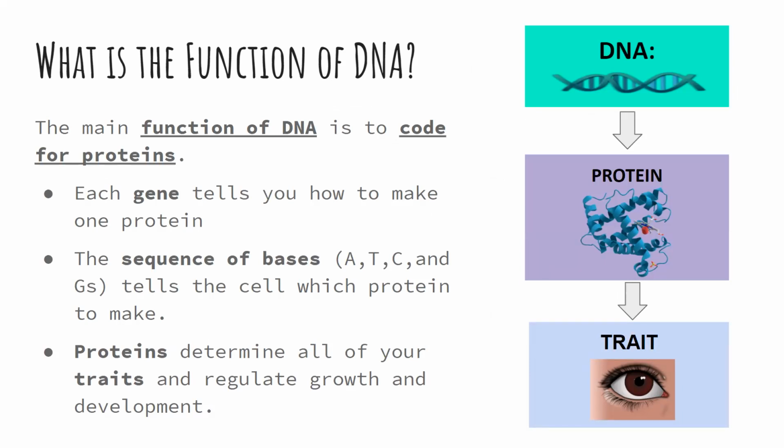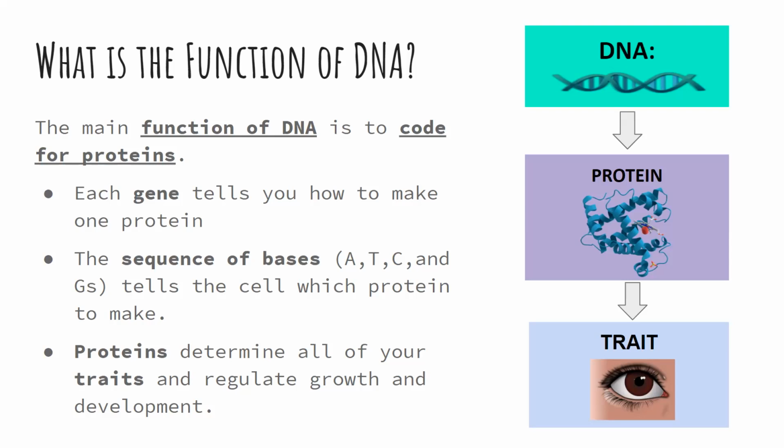The sequence of those bases is where the information is actually stored. The order of those bases is different for each protein, so it's unique for each protein. That's how we get different proteins, because the order of A's, T's, G's, and C's is different for each protein. Remember, proteins determine your traits. Your traits just help you regulate growth and development.